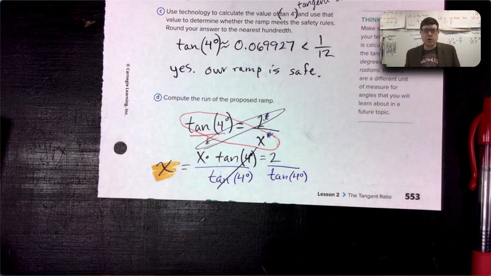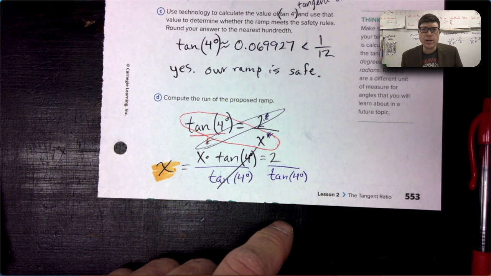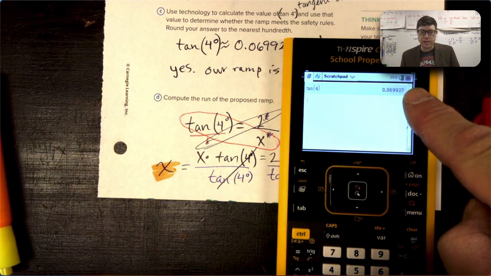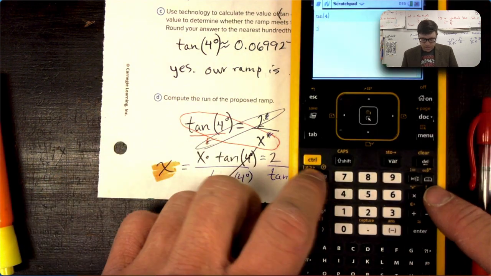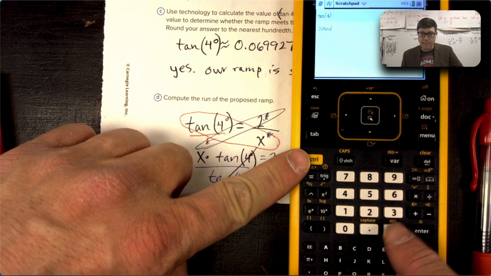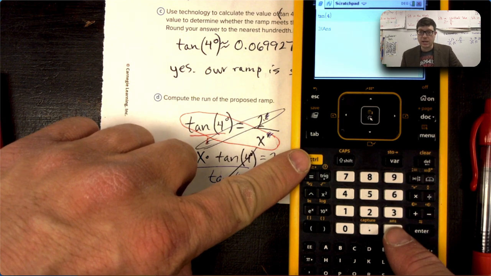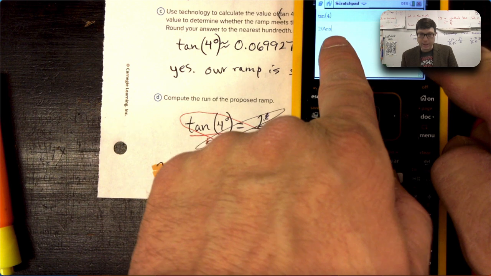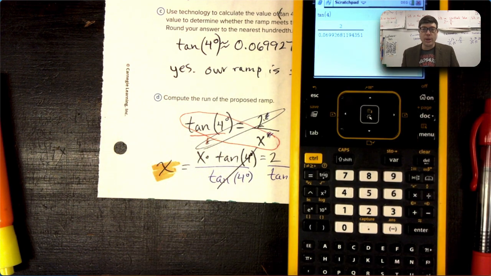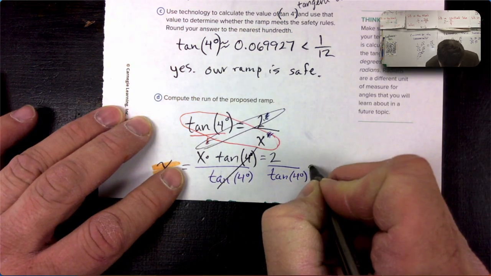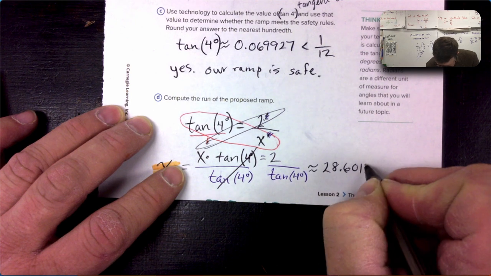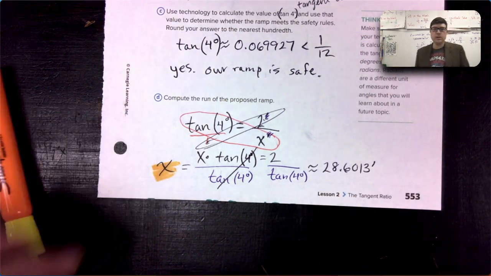And go to your calculator. 2 divided by tangent of 4 degrees. I've already got tangent of 4 calculated here, so I just got to do this. 2 divided by the answer. Answer, control, and then that negative symbol. So that's going to allow me to use that number right there. And when I go enter, 28.6013 feet. Approximately 28.6013 feet. There you have it.